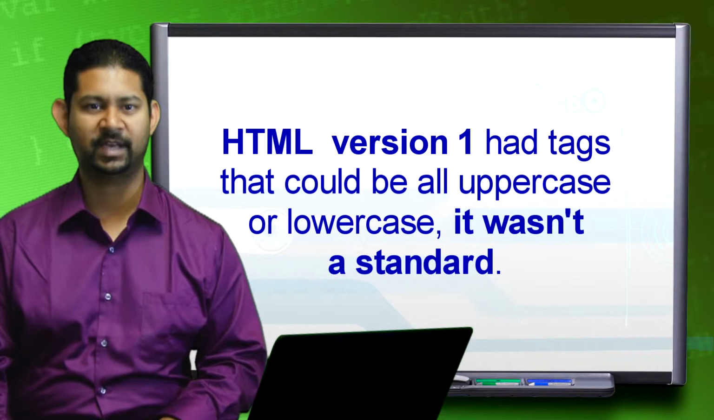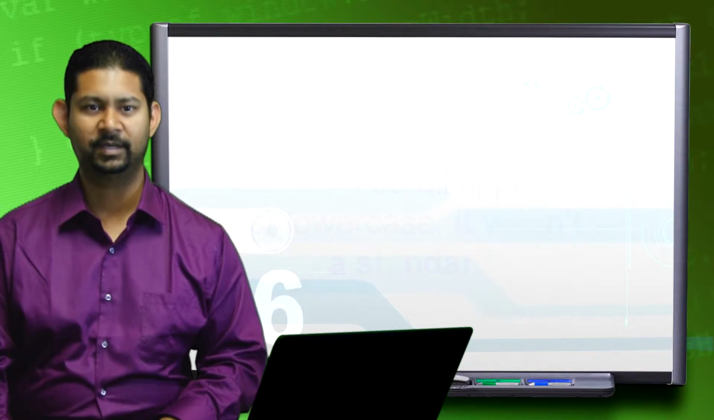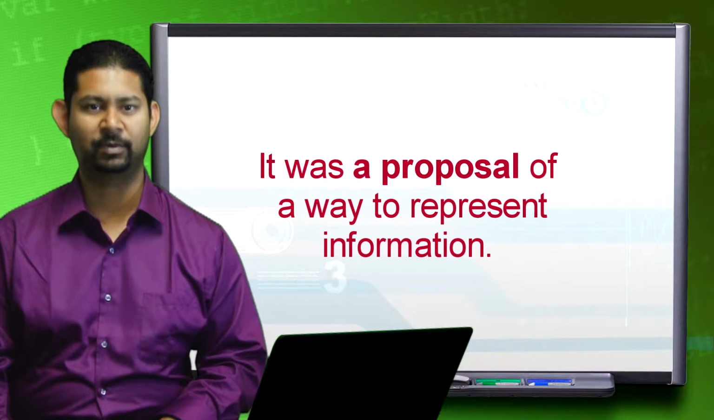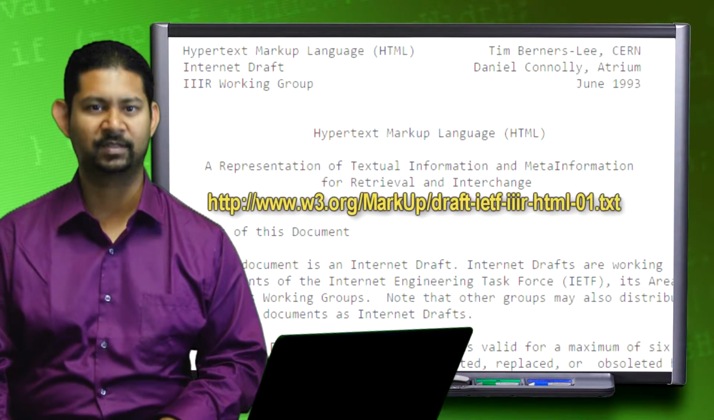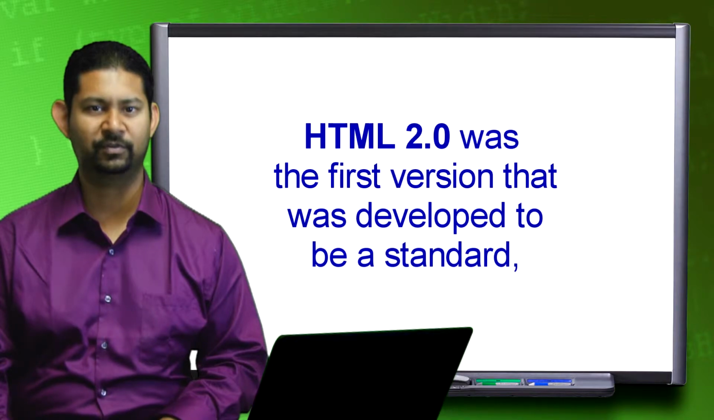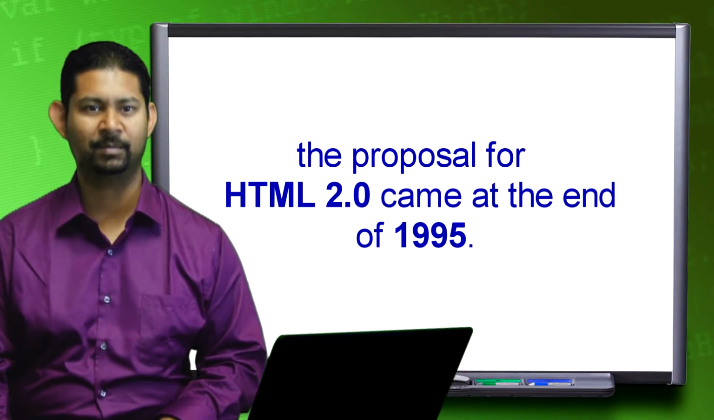HTML version 1 had tags that could be all uppercase or lowercase. It wasn't a standard. It was a proposal of a way to represent information. You can read the initial proposal at this link. HTML 2.0 was the first version that was developed to be a standard. The proposal for 2.0 came at the end of 1995.